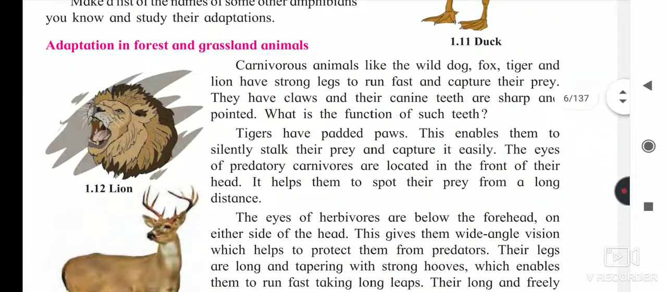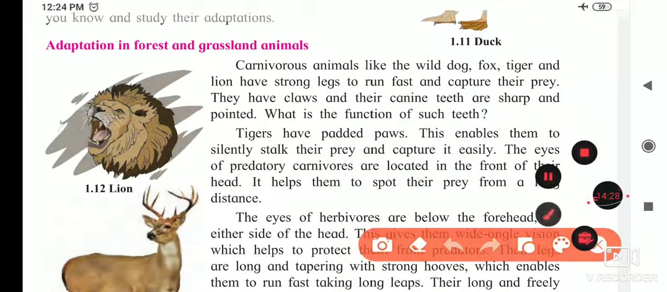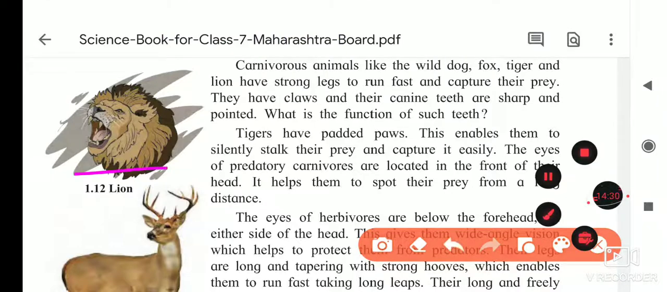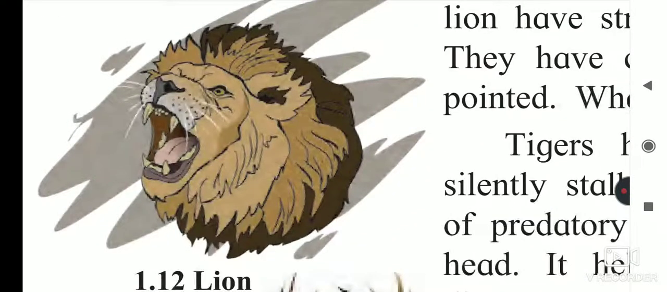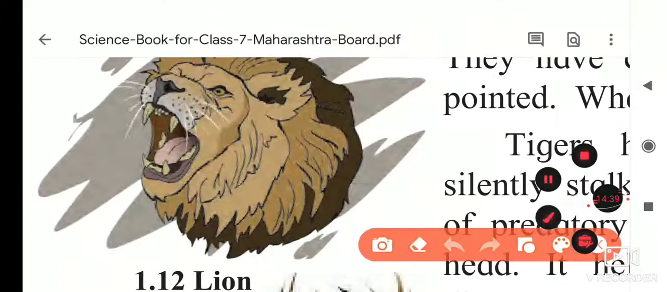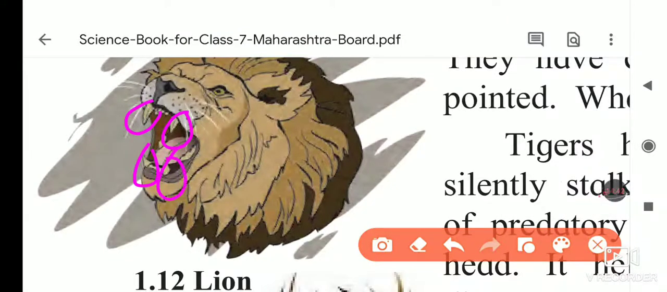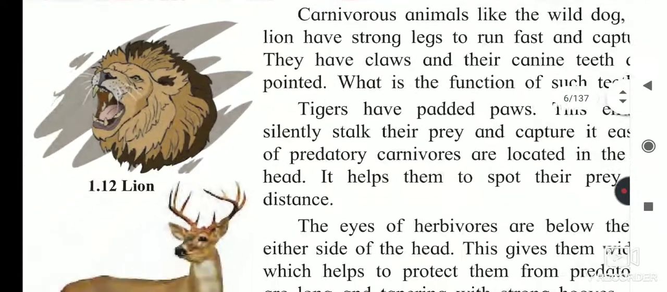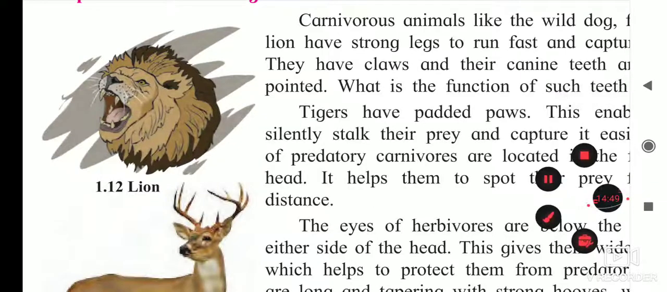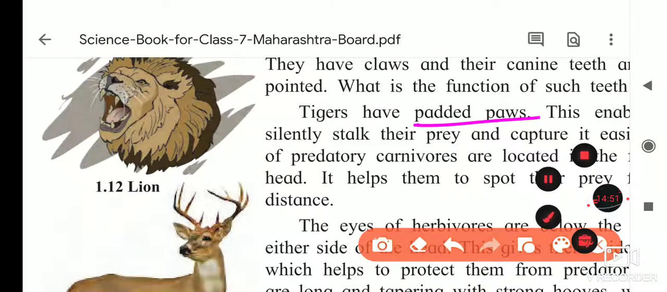After that we see the adaptations in forest and grassland animals. If they are carnivorous, their canines are very sharp. If you see this tiger's picture, you will notice that these teeth are very sharp, and due to this they can tear the body of their prey. They also have padded paws. For what purpose? Because of it, they do not produce any sound.